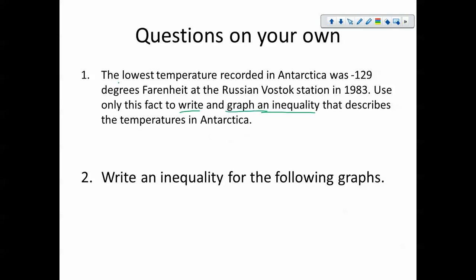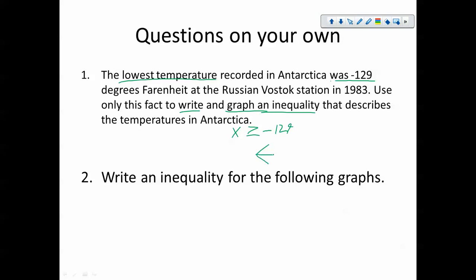Okay, so the lowest temperature was negative 129. Negative 129, oops, I'm putting that in the wrong spot. Let's try this again. Negative 129 is the smallest number when compared to our temperatures. So our temperatures are always bigger than this. So the symbol we want in between is a greater than or equal to sign, with the big end eating the x, right? Because this shows that all temperatures are larger than negative 129.